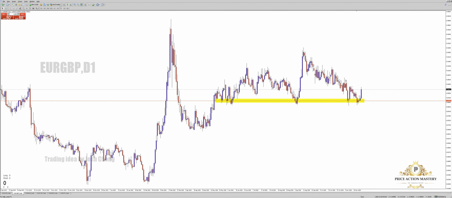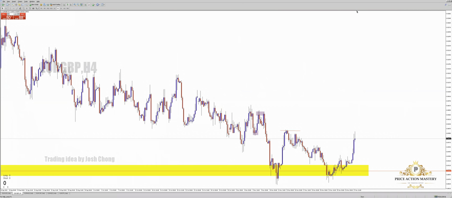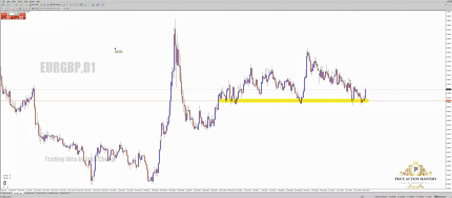So for Euro GBP, this pair is still seeing downside for sure. If you want a safer entry, you may look into a small time frame to find a setup. Currently there's no setup yet, so we can still look for a sell, but in the short term, definitely short term, because based on daily, we know that the trend is still in downside exposure.